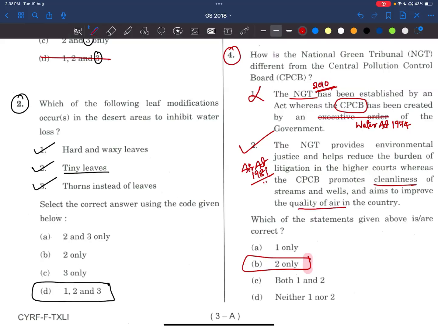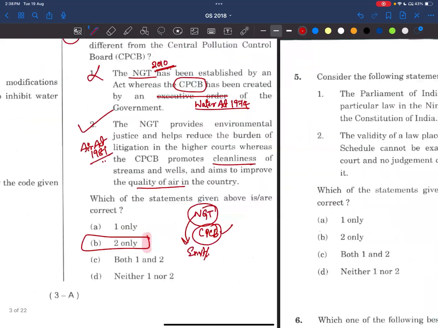Now what we have to do? We need to prepare the NGT Act, CPCB, and the relevant acts that are there, Air Act, Water Act. Again, the Environmental Protection Act will come because NGT focuses on this Environmental Protection Act, right? And there are also other acts apart from the Air Act and Water Act. So even those things we need to revise. Okay, so now let's go to the fifth question.